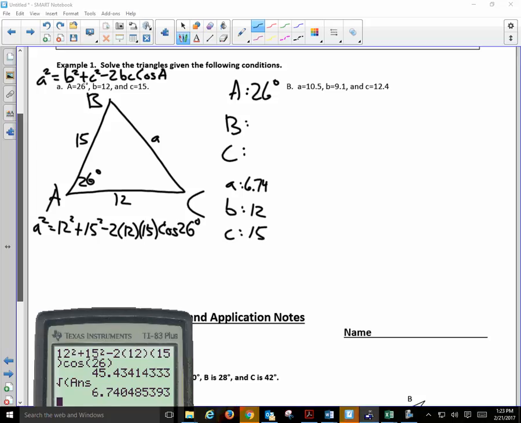True or false? If this triangle has an obtuse angle, it would be angle B. False. Why? C is the bigger angle, right? C is definitely going to be either acute or obtuse. Do you agree that B has to be acute? Because this is the biggest angle.